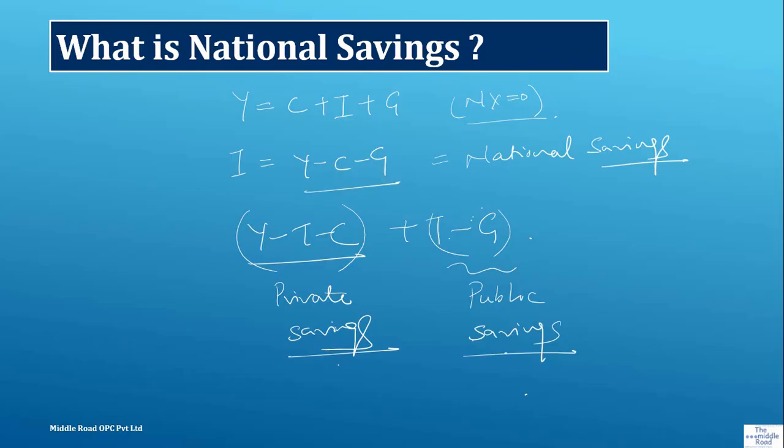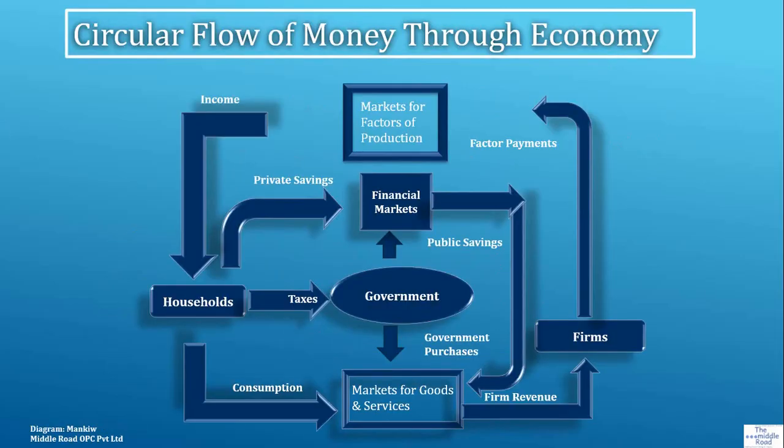This equation can be written as Y minus T minus C, which is private savings, plus T minus G, which is public savings. So this becomes an overall equation, and this is known as national savings, which we now know is composed of private savings and public savings. So now we will have a much better understanding here. So let's go from here.